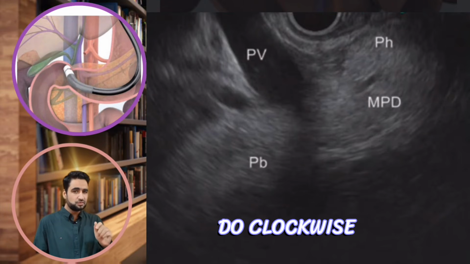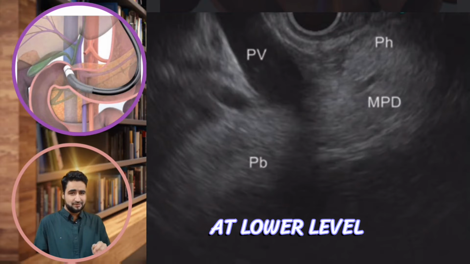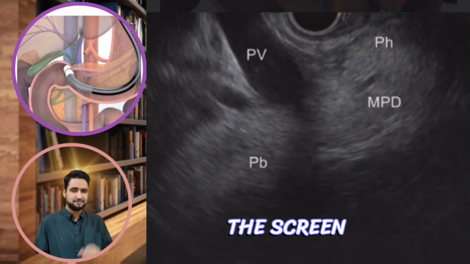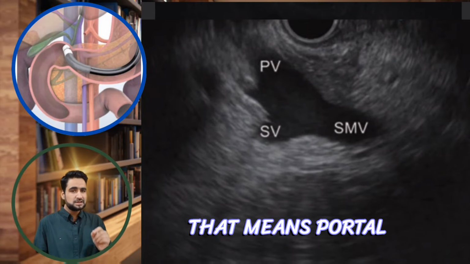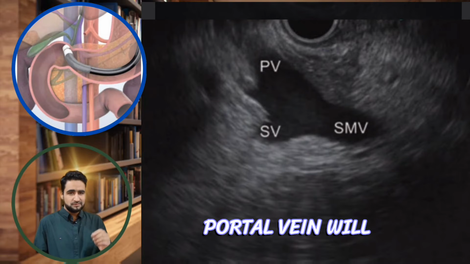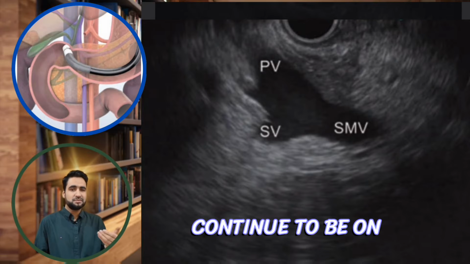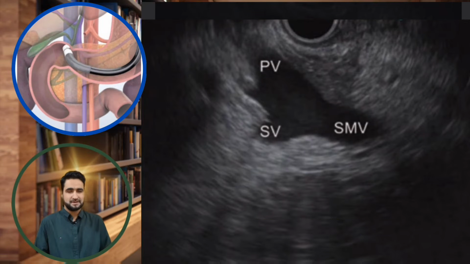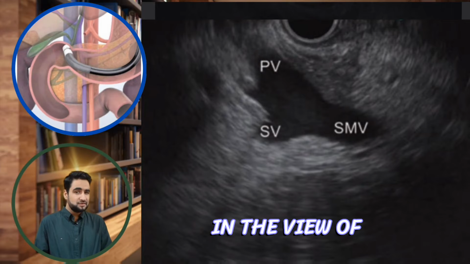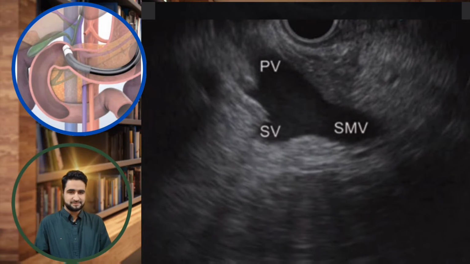That's why if you do clockwise rotation at this point, structures at lower level relative to the transducer will start appearing on the screen. That means portal confluence will be in my central beam range. Portal vein will be in the view of tip beam. That's why it will continue to be on the left side of the image. Superior mesenteric artery will be partially in the view of shaft beam and it will be rightwards in the image.